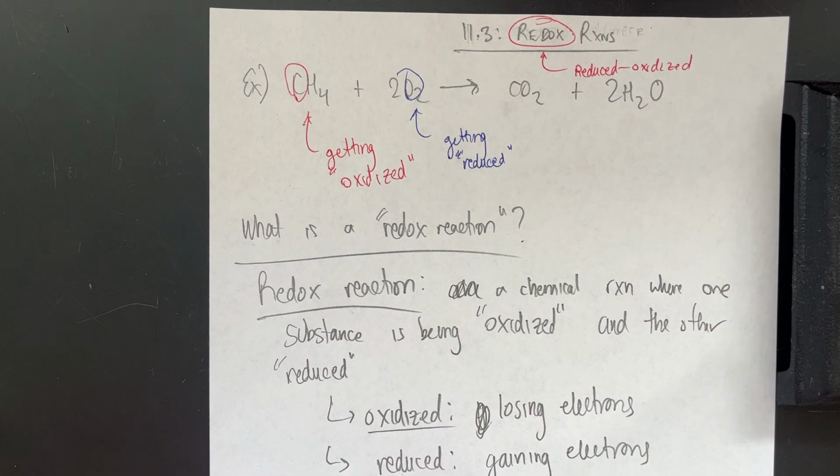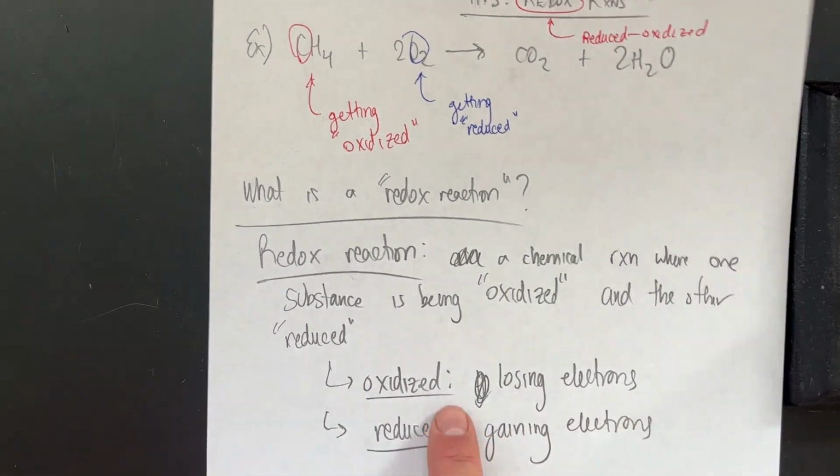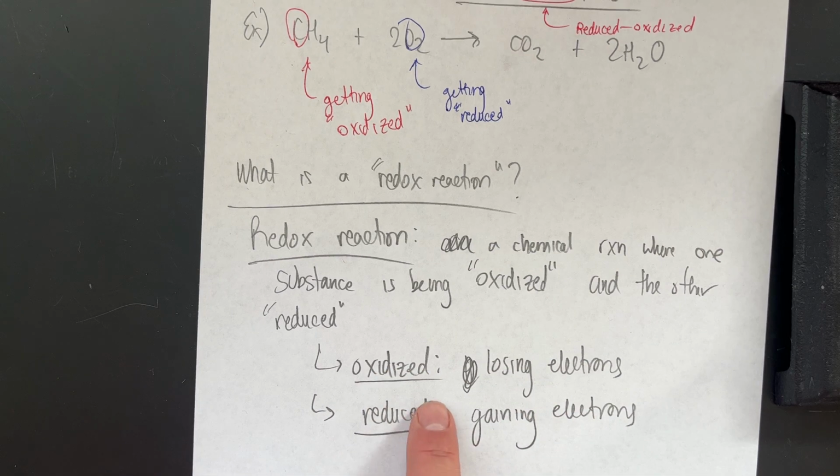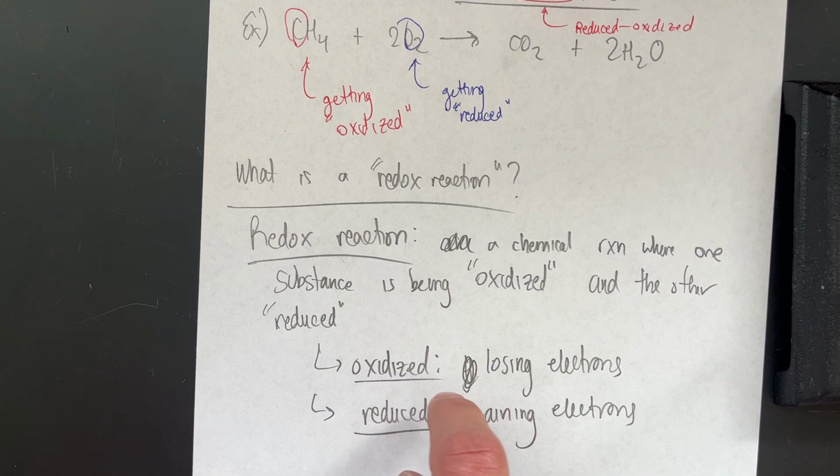Now, one thing to note: you do need to have this memorized. It is super important to memorize these two definitions. Oxidation is losing electrons, reduction is gaining electrons.